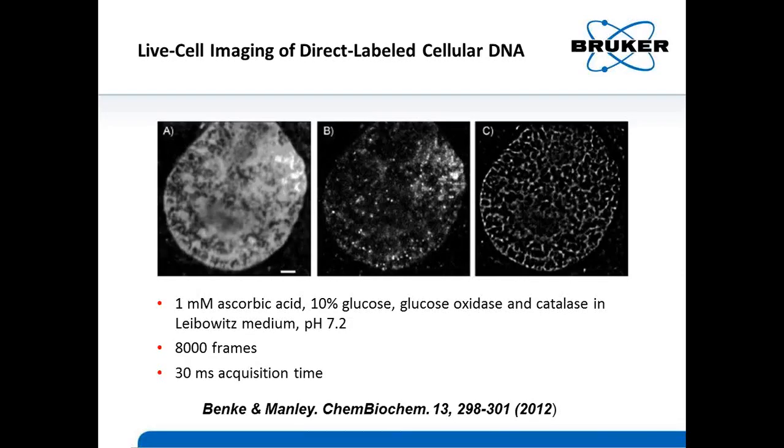So this dye is PicoGreen, and they essentially just incubated it into the cell, and as you can see, they're not using any thiols. They're actually using ascorbic acid to be able to do the switching, and they were imaging it in glucose oxidase and catalase and be able to get the dynamics of the cell. So this is essentially a conventional image. This is one frame of where you can see the switching molecules, and this is the built-up super resolution image. And then this is, of course, imaged live.